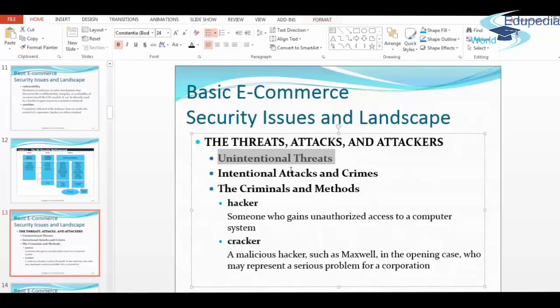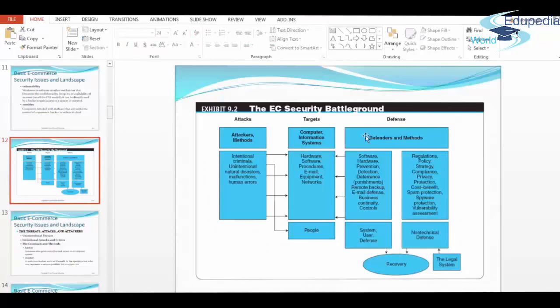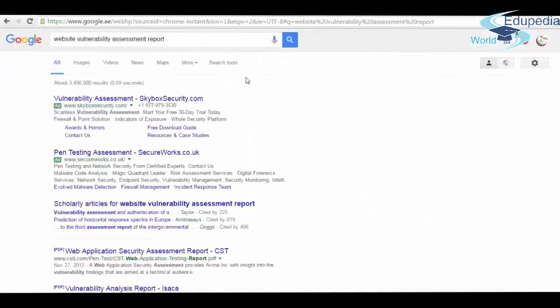So what was my defense? According to the diagram here, what was my defense? I cannot sue anybody right now, but what I can do is have some kind of a spam protection, a spyware protection, vulnerability assessment system going on. Okay, let me show you a vulnerability assessment system. I did a search for website vulnerability assessment report, and I found several businesses who would do it for me.